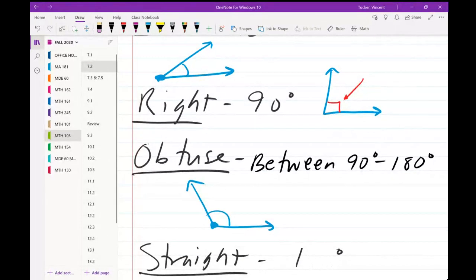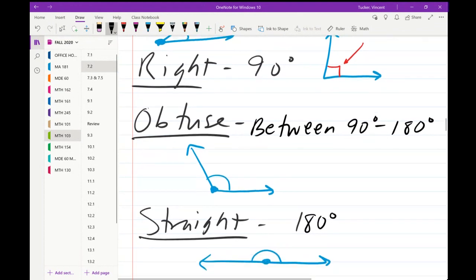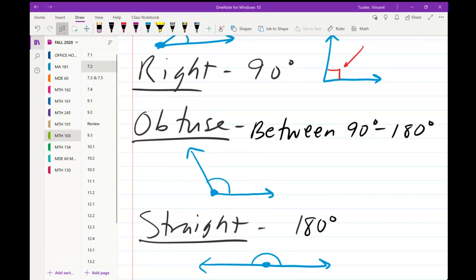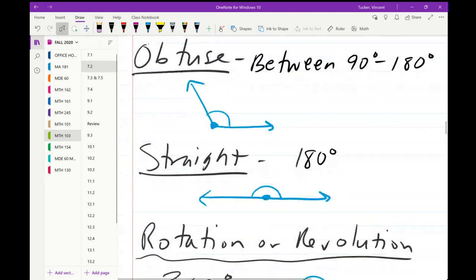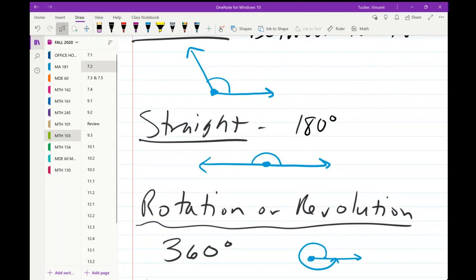Straight angle is 180 degrees. That's just a straight line. Then a full rotational revolution, 360 degrees.